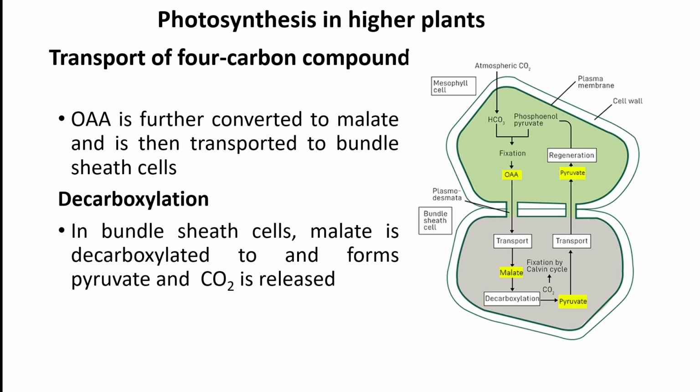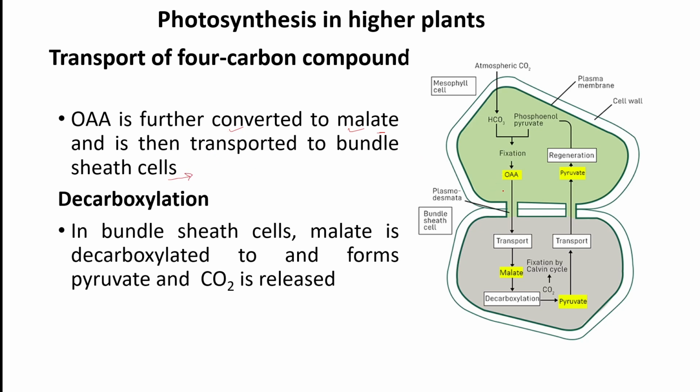Now, what is the second step? In second step, there is a transport of this 4-carbon compound to the bundle sheath cells. The oxaloacetic acid is converted first into malate. Oxaloacetic acid is not directly transported to bundle sheath cells, but is first converted into malate, or you can say malic acid, and then it is transported to the bundle sheath cells.